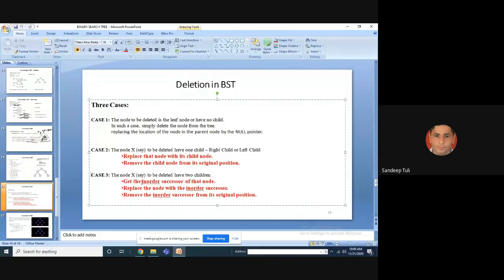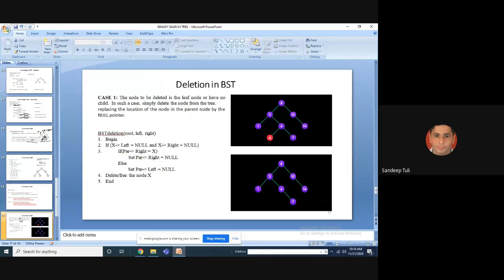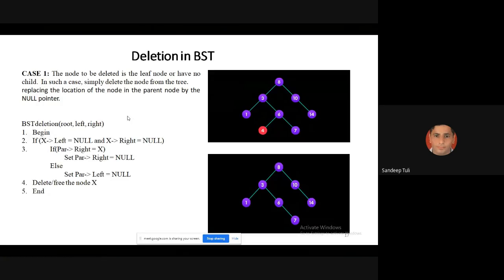So it may be a root node also. In this case, we need to find the in order successor of that node, and we will replace the node with the in order successor. Then finally we will remove the in order successor from the original position. So we will swap actually. You can write replace there, and we can also use the word swap. Swap the node with the in order successor. After swapping, the node will be at the in order successor position, and the in order successor will be at the node position. Now we will see how it works.